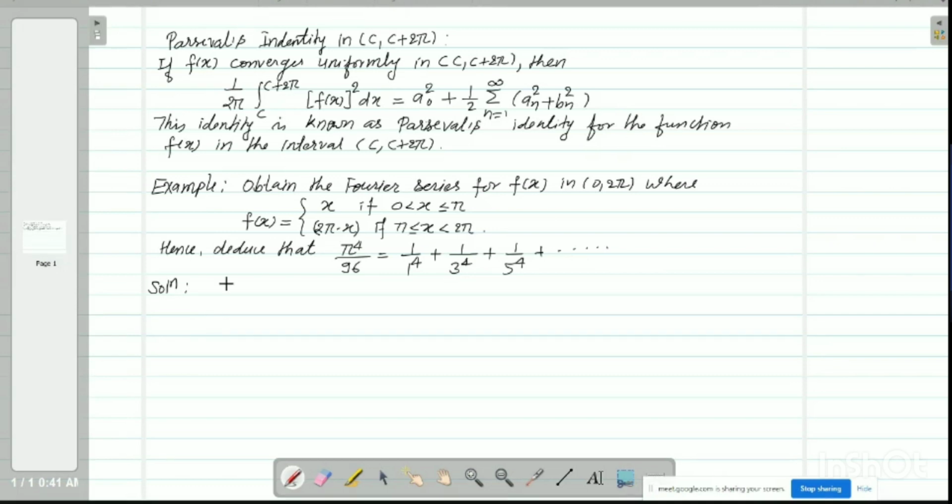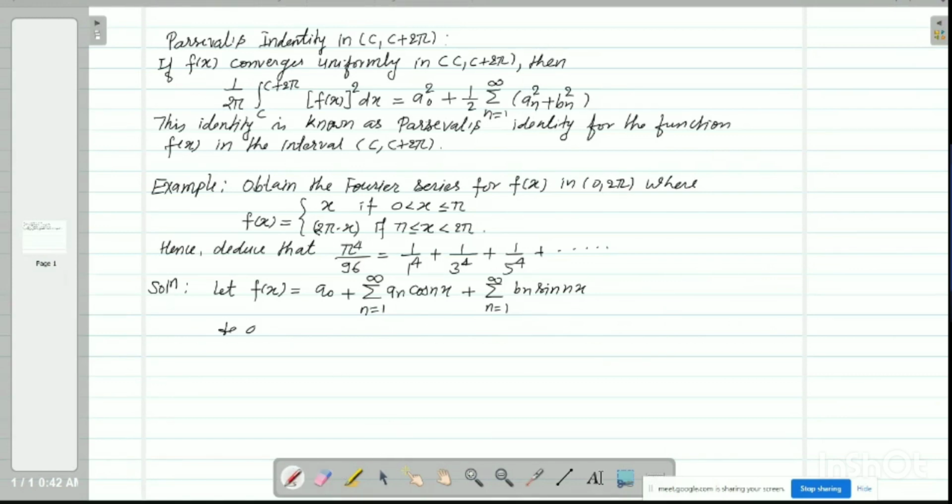What is our first step? Let f of x equal to a naught plus sum running from n equal to 1 to infinity a n cos n x plus sum running from n equal to 1 to infinity b n sin n x. Name this equation number star. This is the required Fourier series. Just write down the required Fourier series.